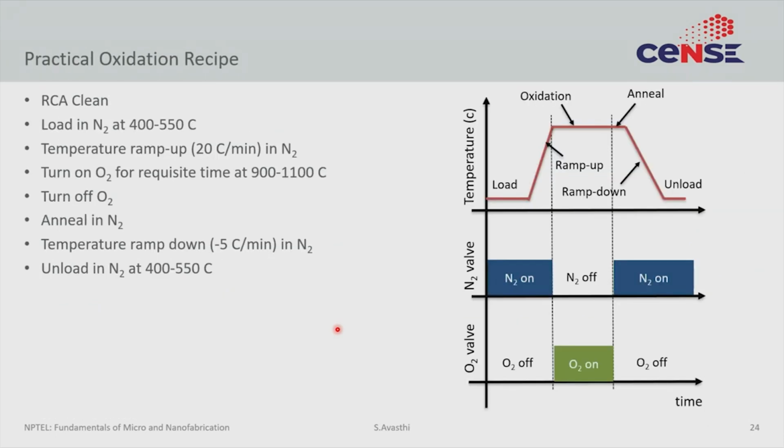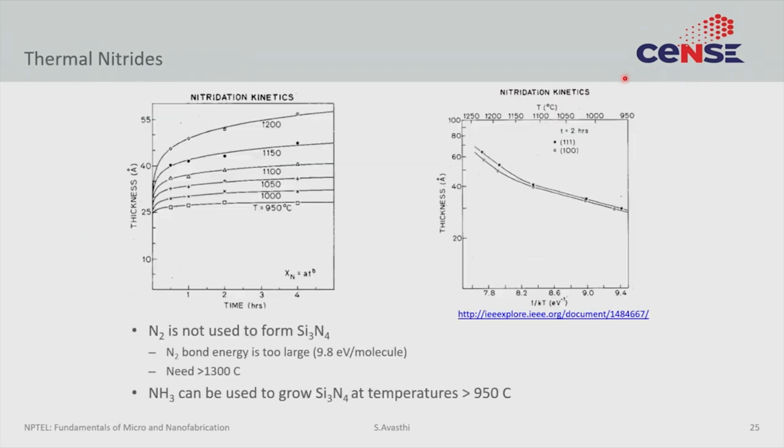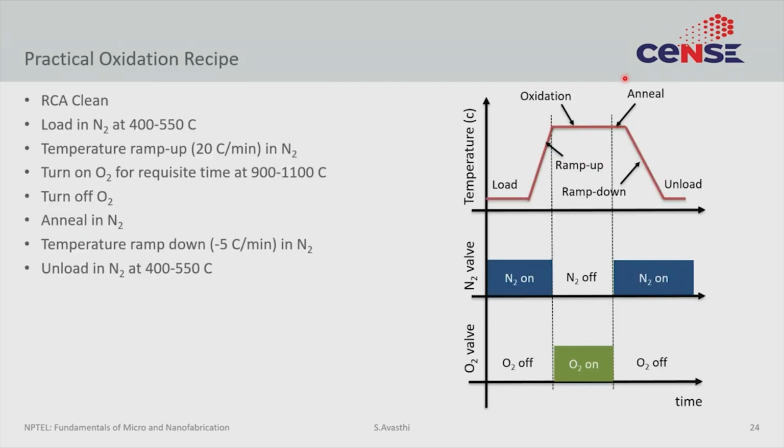Practically, this is what a typical oxidation recipe looks like. So, you would take a wafer, do an RCA clean, very important to do a very good RCA clean, and then you would load the wafer in nitrogen at 400 to 550 degrees C, ramp up the temperature in nitrogen, then introduce the oxygen for the required amount of time and temperature that you want your oxidation to be done at, turn off the oxygen, and anneal for a little bit in nitrogen. The reason for this anneal we will discuss a little later when we discuss the Deal-Grove model. But anyways, you would do that anneal, then you would ramp it down under nitrogen and then unload.